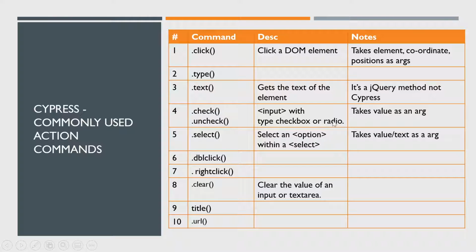Similarly, check and uncheck also take a value as an argument. To select from a dropdown, we use the select method, and it takes a value or text as an argument. We'll see that in the example. There are also methods called double click, right click, clear, title, and URL. Except for three, pretty much everything can be directly applied on a yielded subject, meaning that once you get an element, you can chain click, type, or whatever on top of it.